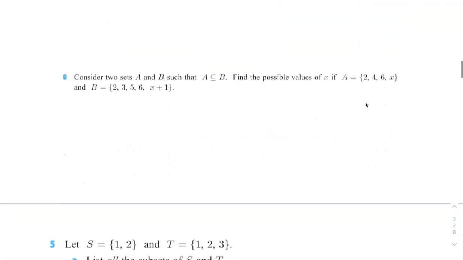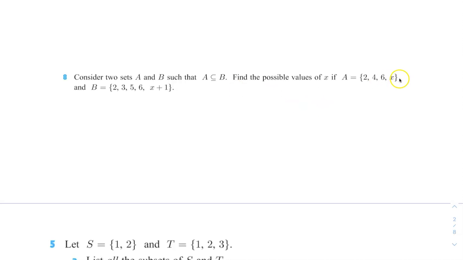8. Consider two sets A and B such that A is a subset of B, but it also could be equal to it. Find the possible values of x if A equals {2, 4, 6, x} and B equals {2, 3, 5, 6, x+1}. So now remember, it's a subset. I can't make x, let's say 7. Well, if I made x 7, then B doesn't have 7, so it couldn't be that value. That wouldn't work.